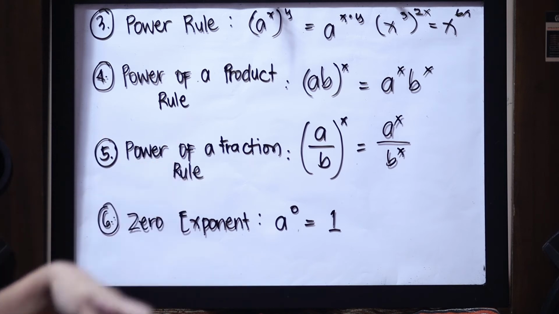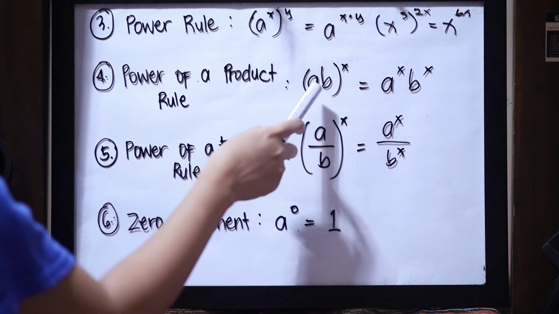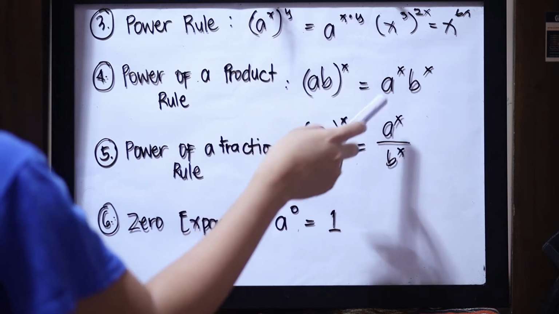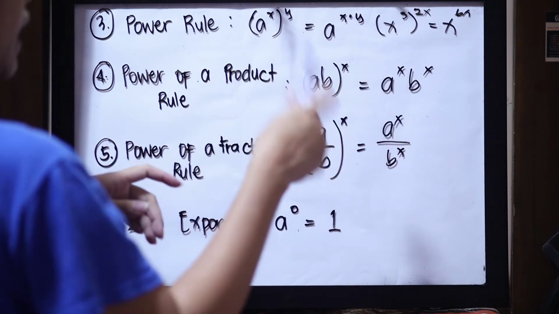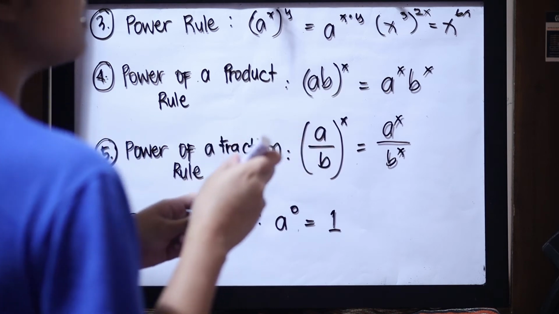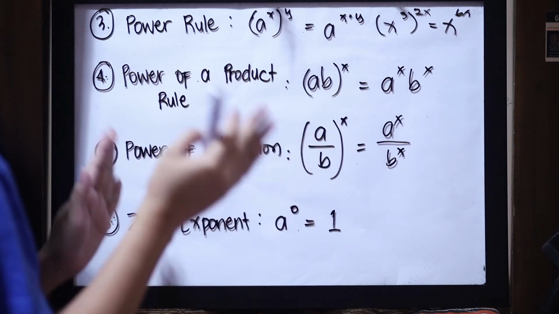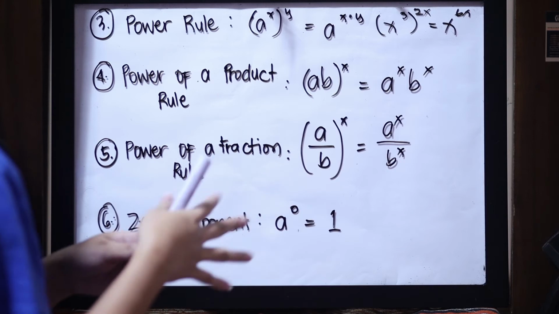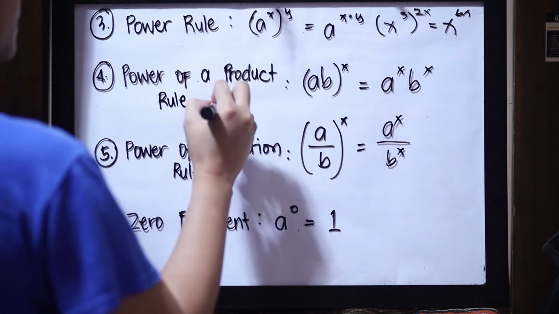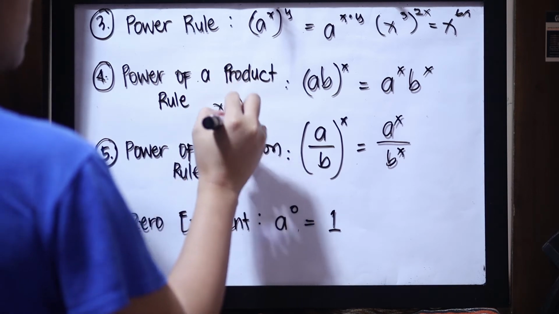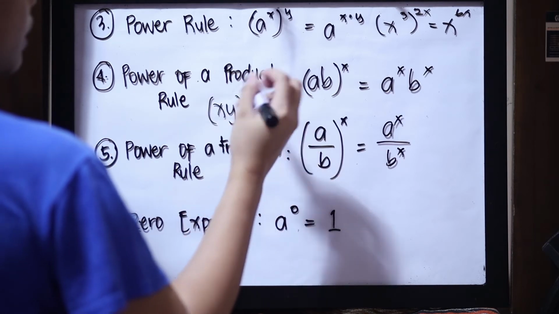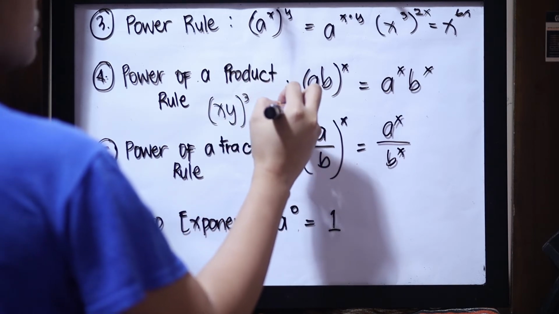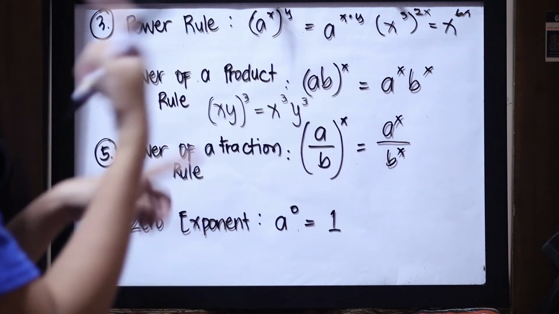Next, we have the power of a product rule. Sa power of a product rule naman ay, if we have a, b raised to x, then we can rewrite it as a raised to x and b raised to x. I'm sorry, hindi pala ax, bx. Now, for example, we have x, y raised to the third power. Pwede natin siyang isulat as x cube, y cube. Or the other way around.